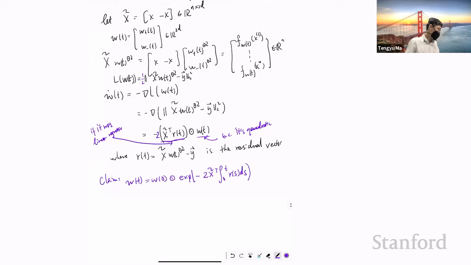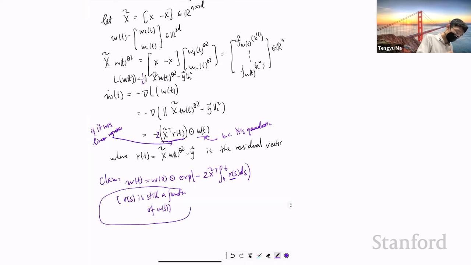Okay, why is this the case? So first of all, this is not a solution, depending on what you mean by solution. This is not necessarily in my definition of closed form solution because R_S is still a function of W, right? But it's going to be something very useful for us.